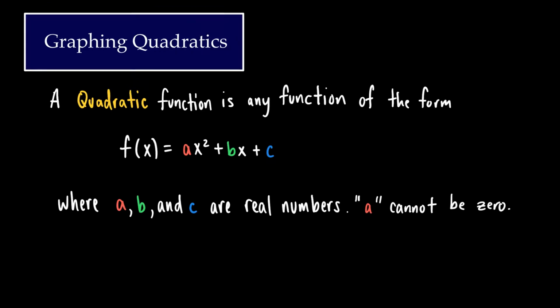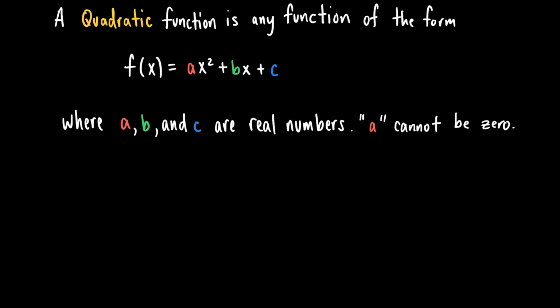The only condition on a, b, and c here, other than them being real, is the fact that a cannot be 0. You can imagine if a was 0, this would go away, and you'd have something like 3x plus 2. That's not a quadratic function. At that point, that would be a linear function. Okay, so that's what a quadratic function is. Just want to give you some examples.